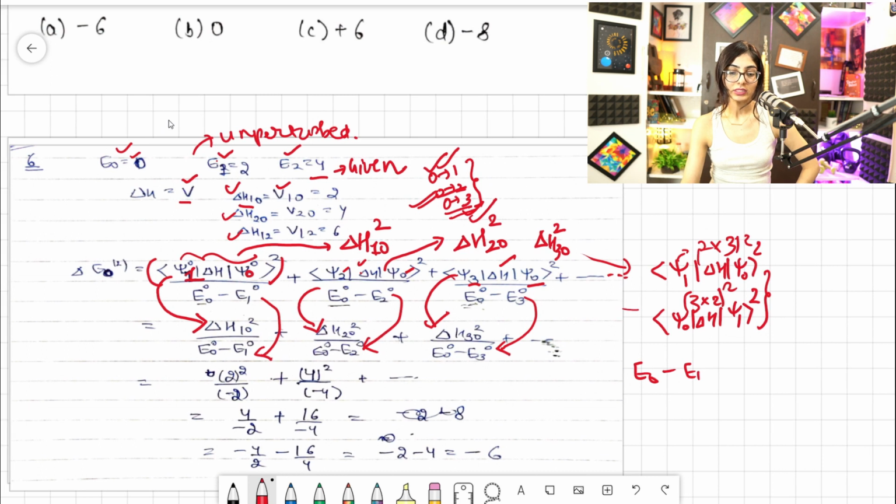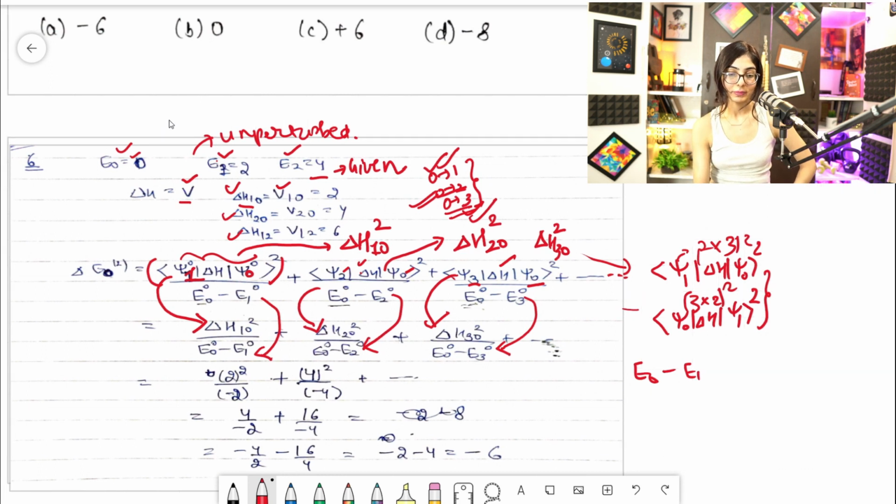So it is now this. Yeah. So now what will happen? So del h 1 0 is V1 0. Fine. That is given in the question. So that is 2. So I have written the value of 2, and that would be square. Fine. This is done. And this E0 minus E1, that would be 0 minus 2, that would be minus 2.